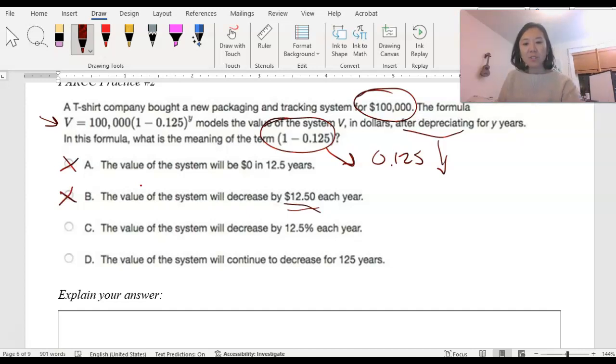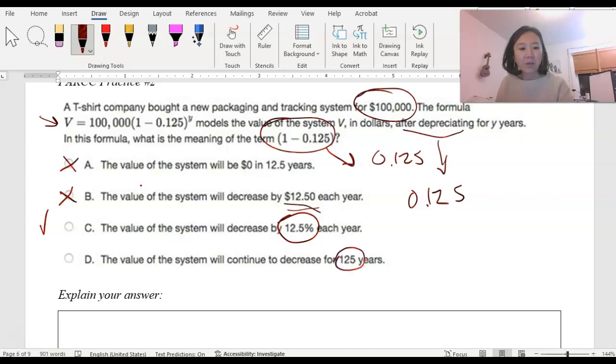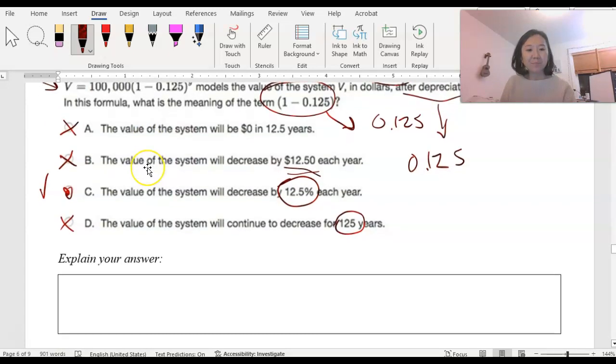The value of the system will decrease by 12.5%. Well, if we have 0.125 and we multiply that by 100, we would get 12.5. So this seems like a likely option. Let's check out D though. It's important to read all of the answer options. The value of the system will continue to decrease for 125 years. No, that makes absolutely no sense. Okay, so you know that the answer is C.